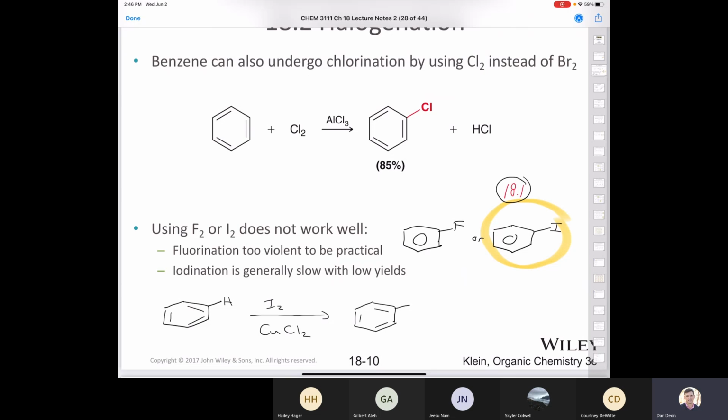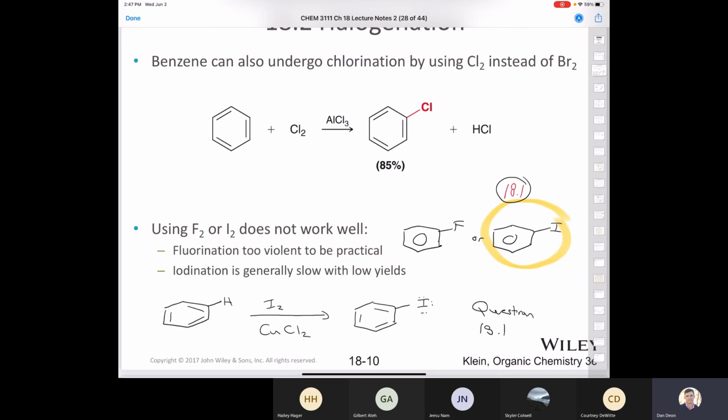Okay, so that's another reaction that I want you to be aware of. I want everybody in the class to be aware of it, and I want you to take a look at question 18.1, okay? And then the whole fluorination thing will wait till the very end, okay?